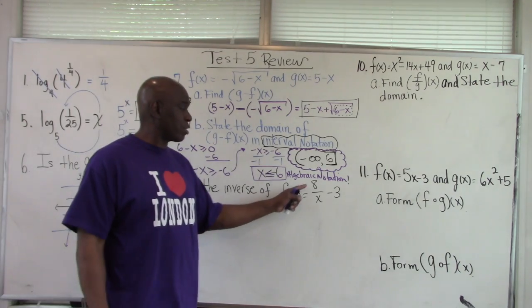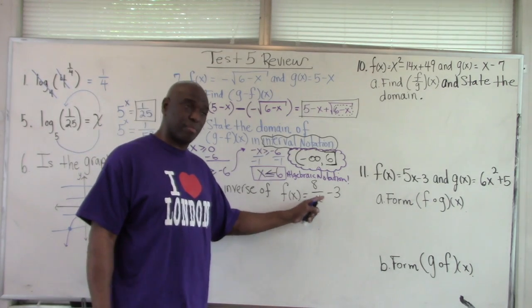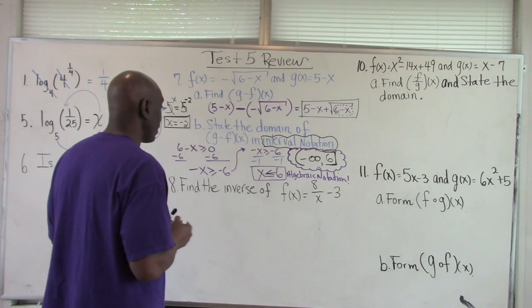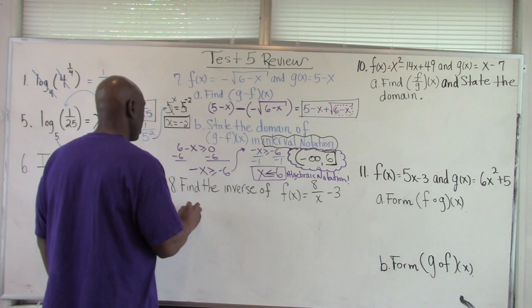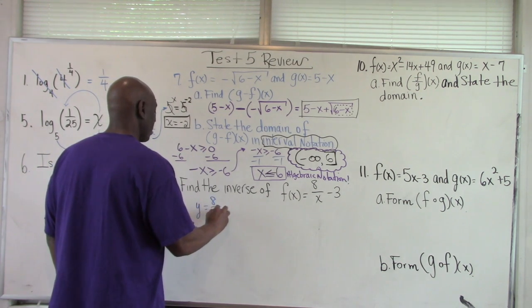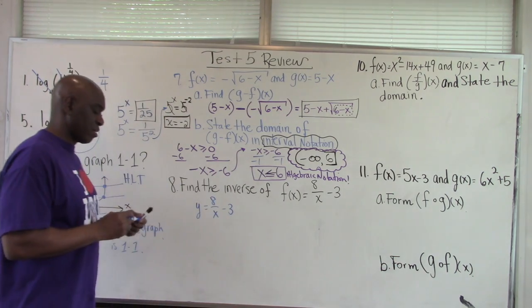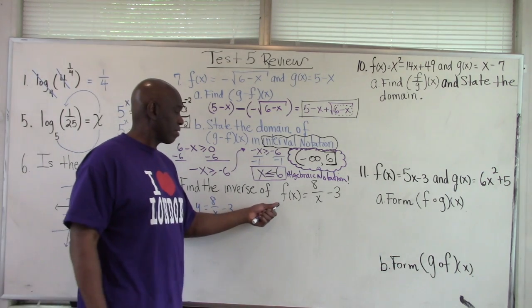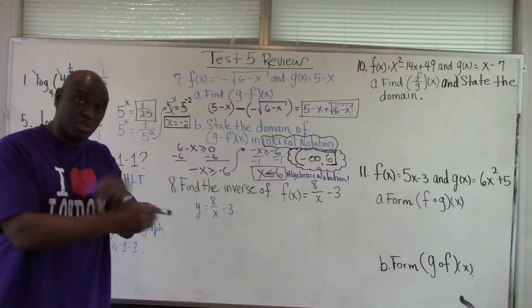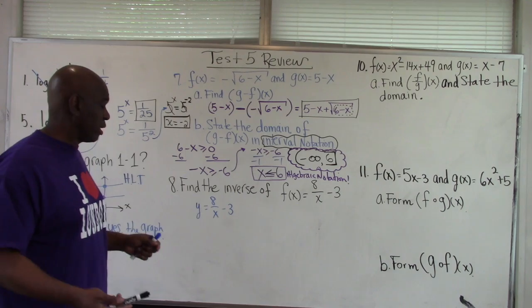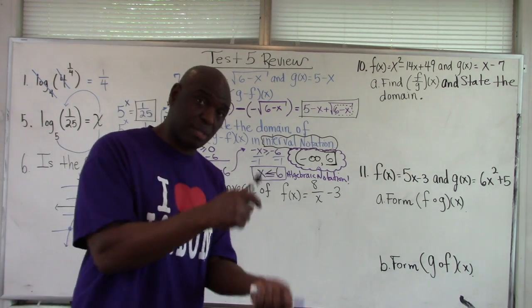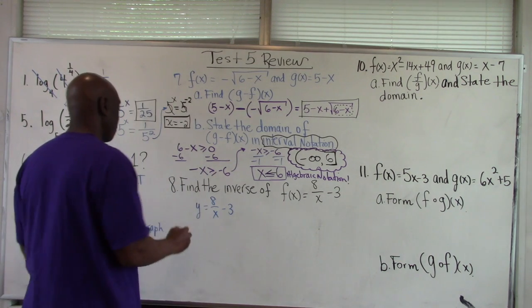F of x equals 8 divided by x minus 3. All right, so if we want to find the inverse, the first thing we have to do is write this as y equals 8 over x minus 3. So take this f of x and write it as y. Step 2, interchange x and y. Where the x is, you write the y. Where the y is, you write an x. Let's interchange x and y.